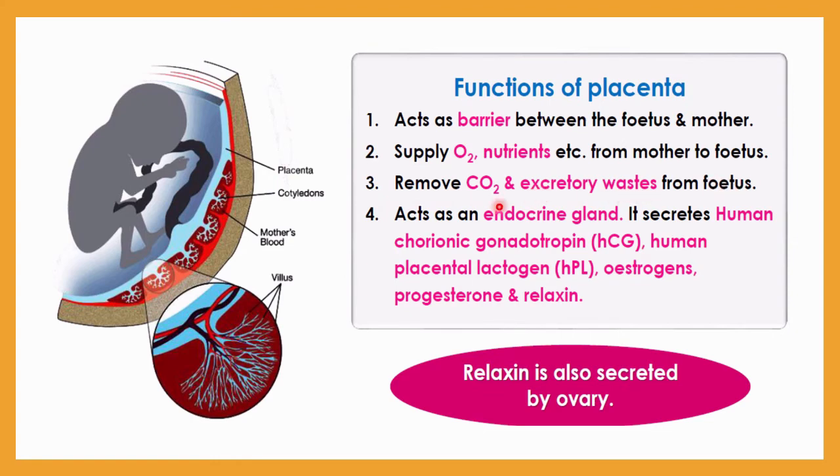Very important to notice here, it will act as an endocrine gland. This is very important to note because this is found only during pregnancy. So the placenta will act as an endocrine gland during pregnancy only, in the case of a female. It will secrete human chorionic gonadotropin, also called HCG, and the second hormone secreted by the placenta is human placental lactogen, that is HPL. Then estrogen is also secreted, progesterone and relaxin. And to be noted here, relaxin can also be secreted by the ovary.